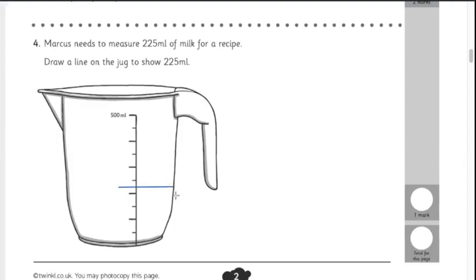Okay, if your line is drawn there. So anywhere, because I'm feeling generous today, sort of anywhere roughly in the middle between these two increments will get you the mark. So give yourself a mark if that's where you've drawn your line.